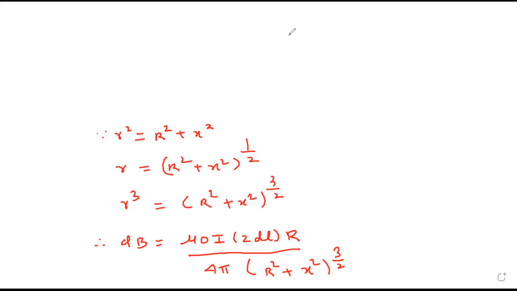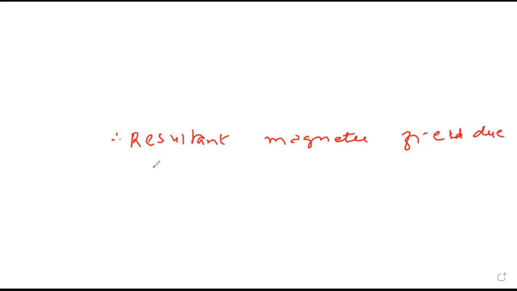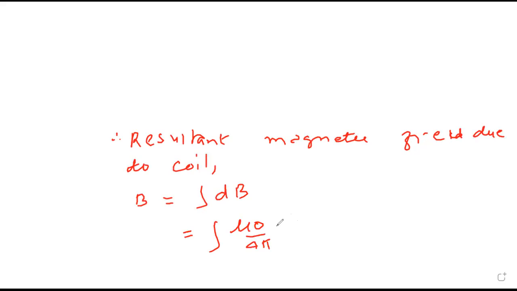Now we got dB, but we are interested in total B. So I can say therefore resultant magnetic field due to coil, not due to elemental length, but coil, B will be integration of dB, which is mu naught upon 4 pi I into 2 dl r upon r square plus x square raised to 3 by 2.